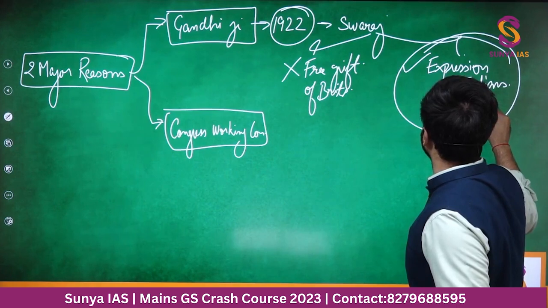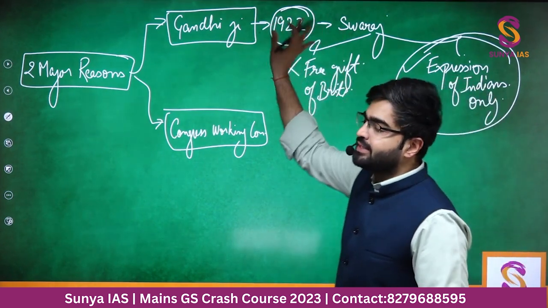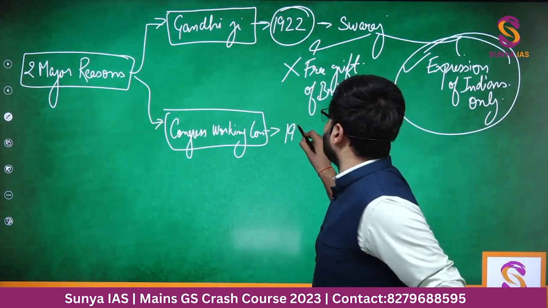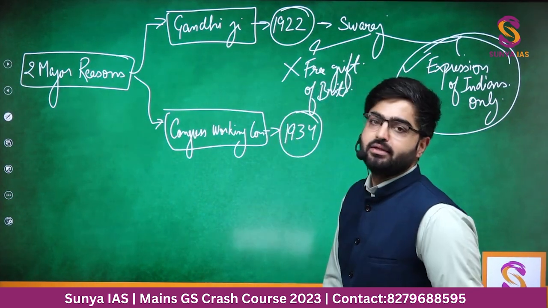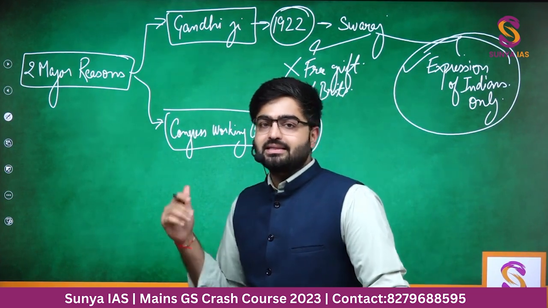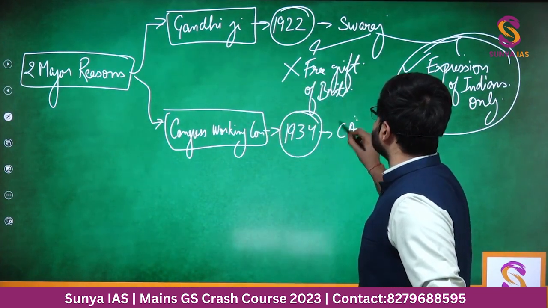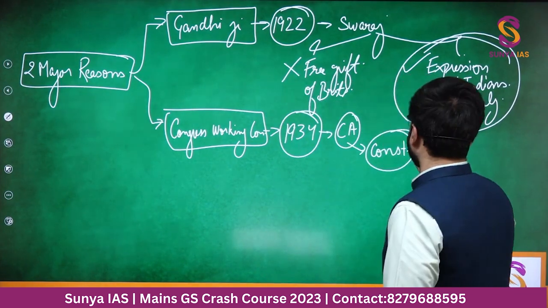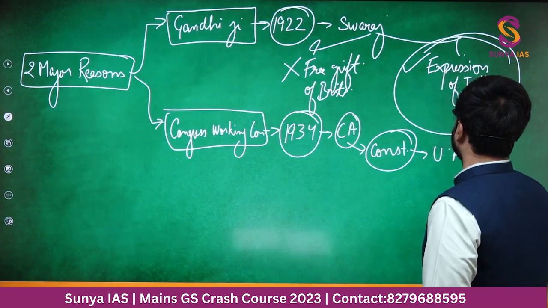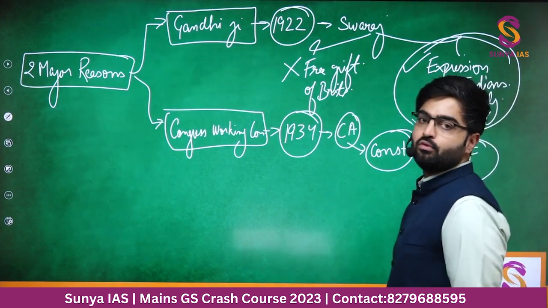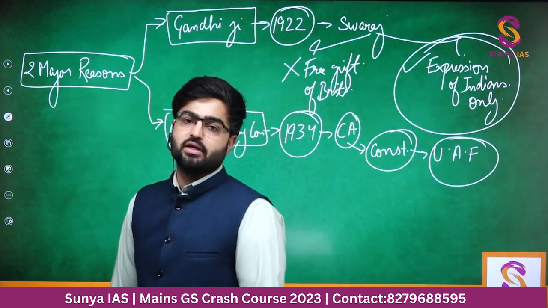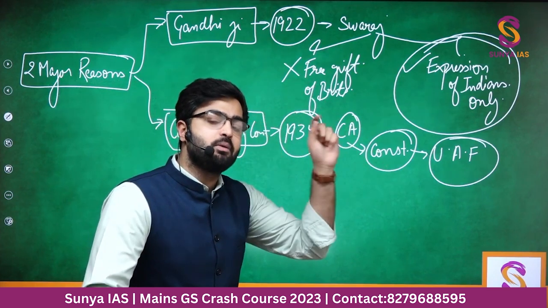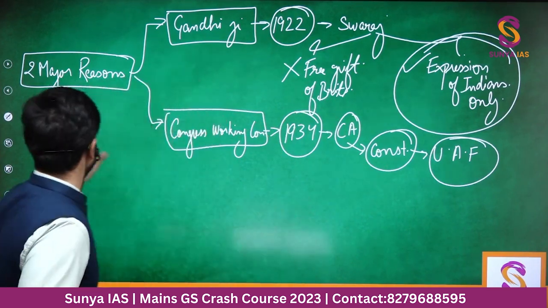Expression of Indians only. These were the lines he said in 1922. Second came the argument of the Congress Working Committee, which said in 1934 that the Constituent Assembly, which will be specifically formed to make the Constitution of India, will be elected on the basis of universal adult franchise. So these were the two arguments which were in the mind of the people who advocated that these things have not been done.